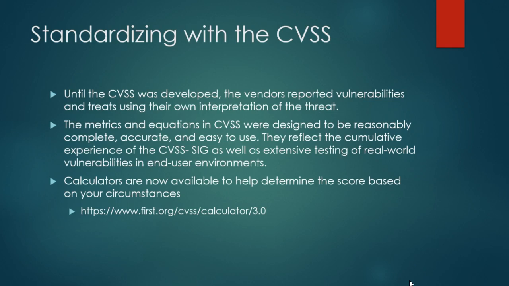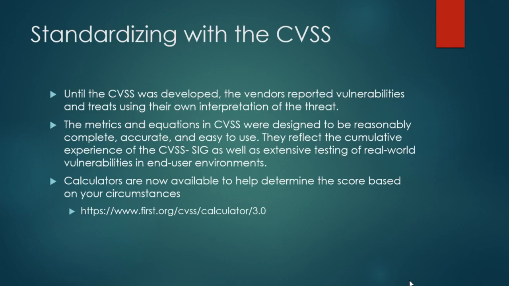Like I said earlier, until the CVSS score was developed, vendors used to report vulnerabilities and threats using their own way of interpreting those threats. If you were using common aggregators or systems to determine what the actual threat level to your environment was, it made for a lot of uncommon results if you had disparate systems reporting on similar vulnerabilities.